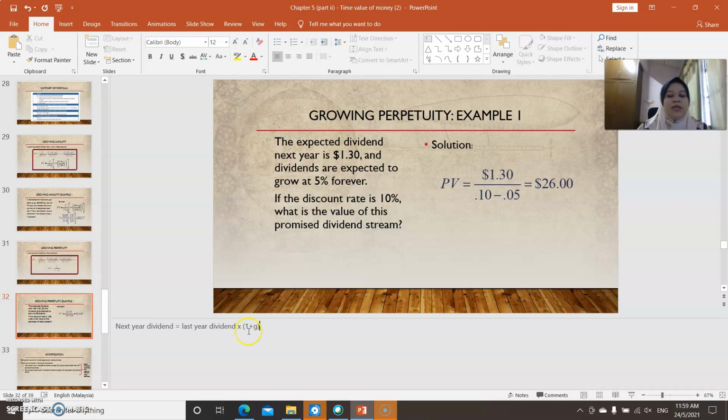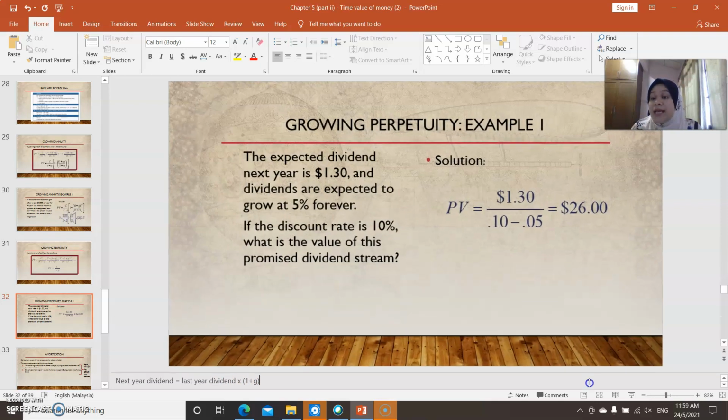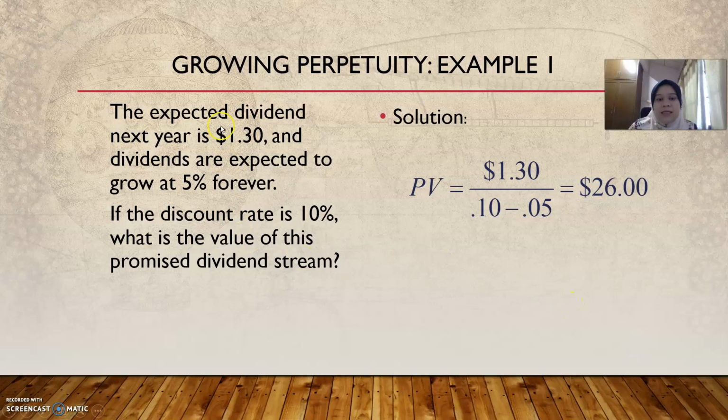If the question states the dividend last year, or the current dividend, then use the last year dividend times 1 plus G to get the next year dividend. Since this question gives the dividend next year, it's okay, you don't have to find it. It is already next year.